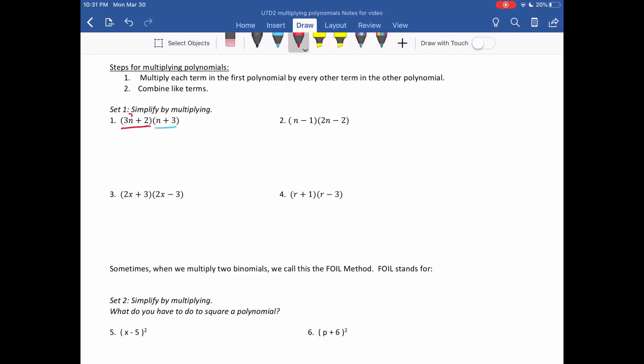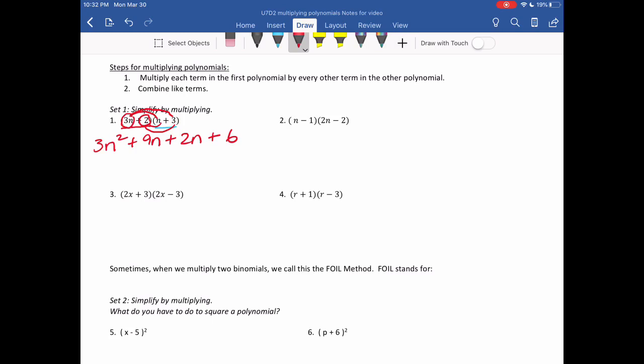So I'm going to take this 3n, and I'm going to multiply 3n times n, and then 3n times 3, kind of like distributive property. 3n times n is 3n squared. 3n times 3, 9n, right? Then I'm going to take this 2, and same thing, multiply it by every term in the other polynomial. So 2 times n is 2n, 2 times 3 is 6. So now I multiplied, I did step 1.